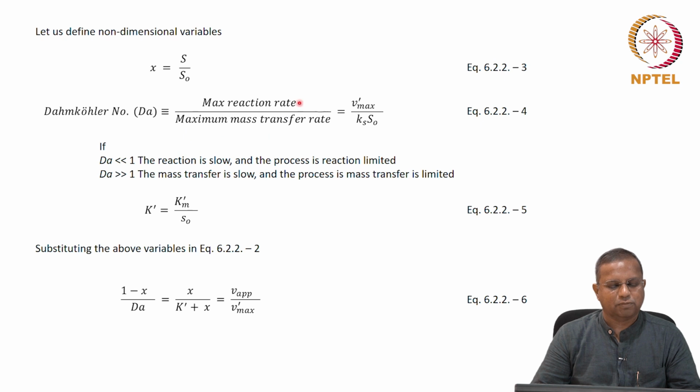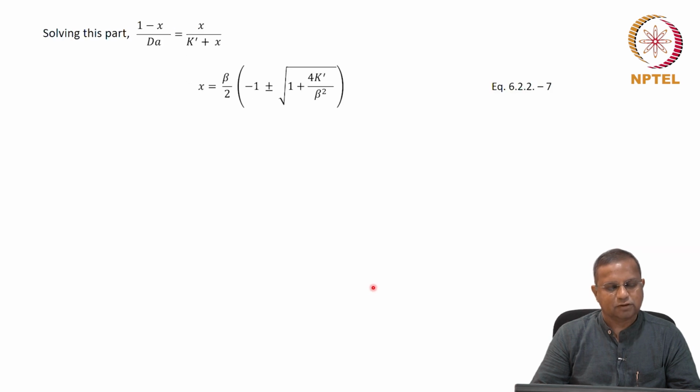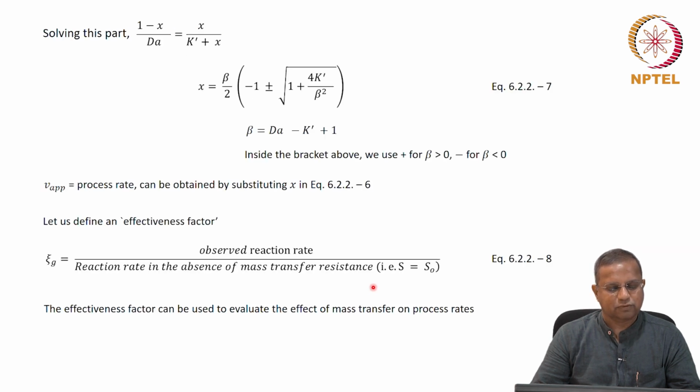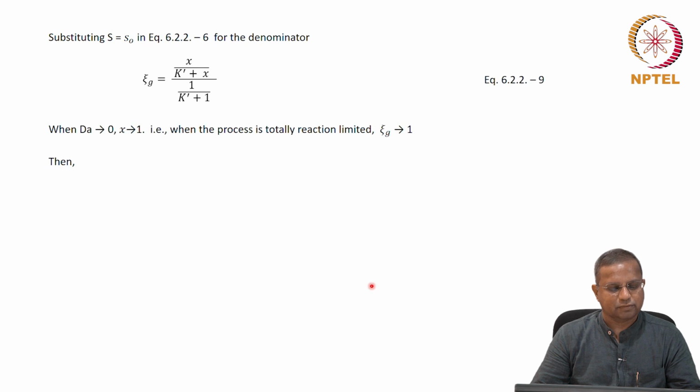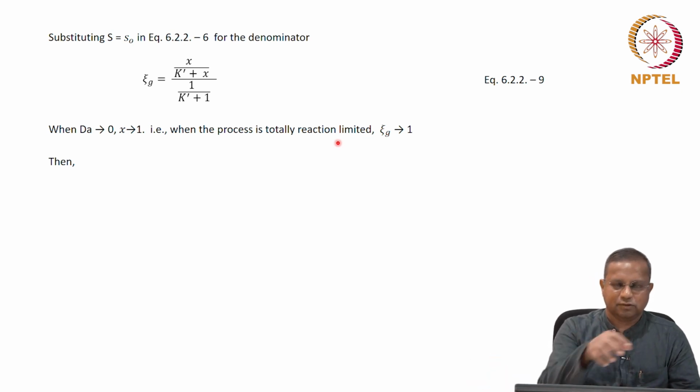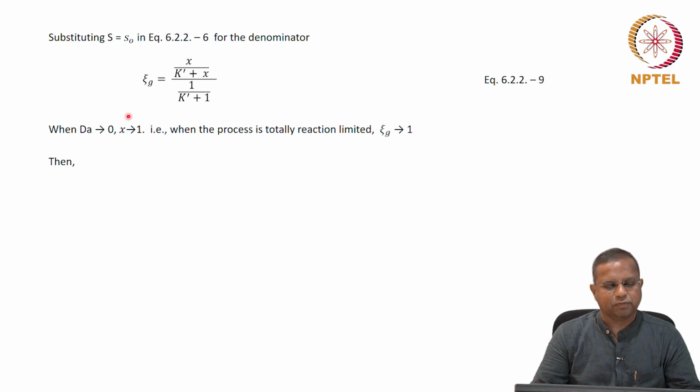So when Damkohler number tends to 0, it means that the maximum mass transfer rate is much higher compared to the maximum reaction rate. So if you get there, then of course the process is totally reaction limited. You have very high mass transfer rates, so the slower reaction rate will determine the process, and that leads to an effectiveness factor epsilon g tending to 1.